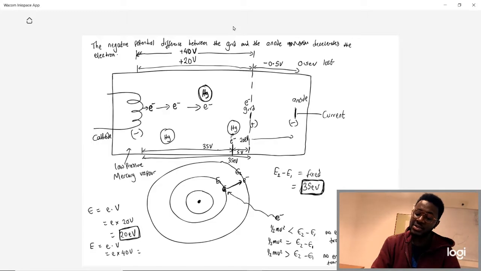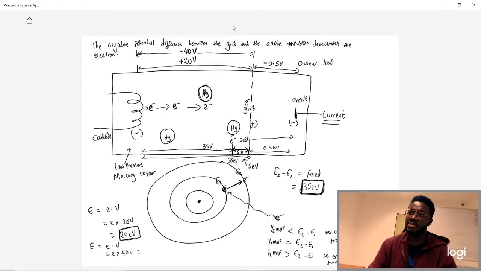And then it will move through the extra 5-volt region. So it's going to be accelerated in this region again. So the energy that it's going to have is an extra 5 electron volts when it gets to the grid. Since it gets to the grid with 5 electron volts, it's going to afford to lose the 0.5 electron volt and it will reach the anode, and there'll be current.